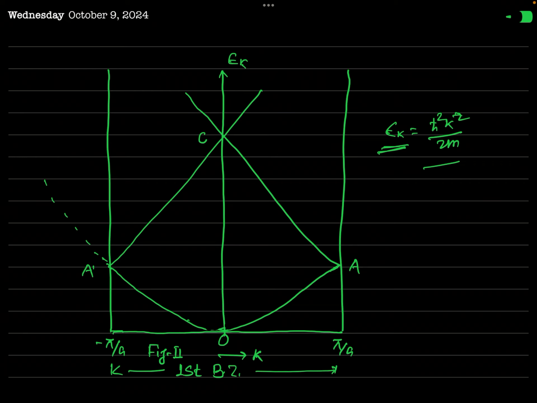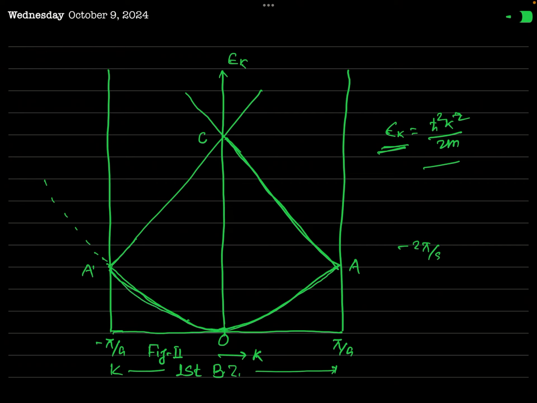Actually, this construction often gives a useful idea of the overall appearance of the band structure of a crystal. The branch AC, if displaced by minus 2 pi by a, gives the branch A dashed C. And if the branch A dashed C is displaced by 2 pi by a, it gives the usual curve for positive values of k, as you can see. So when this AC is displaced by this much, you get the usual curve for the free electron parabola.